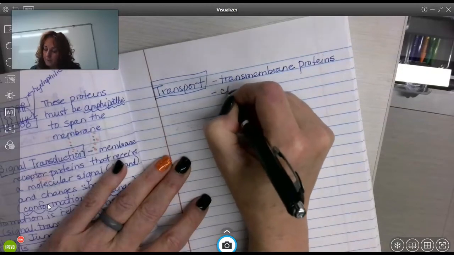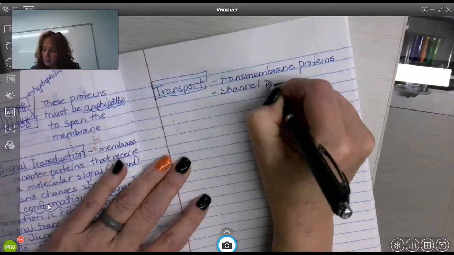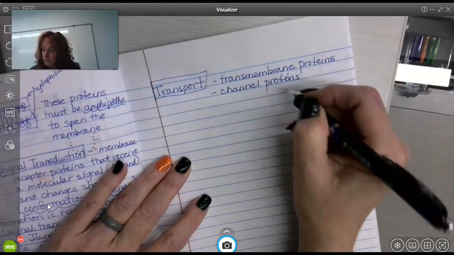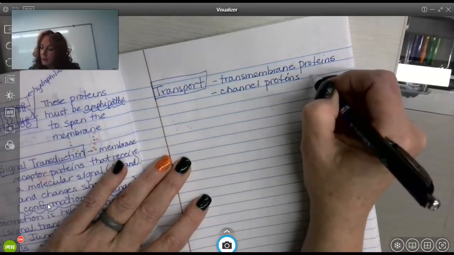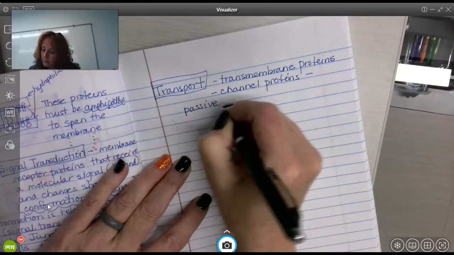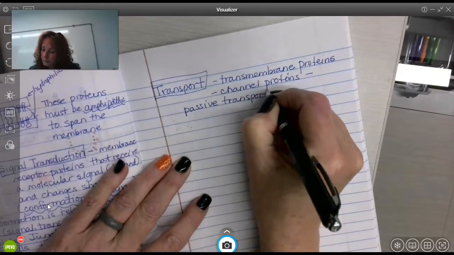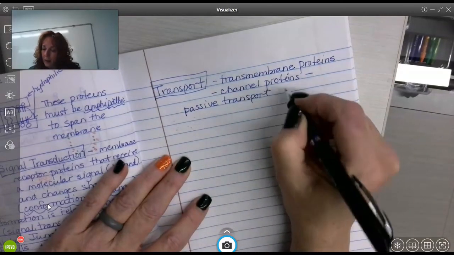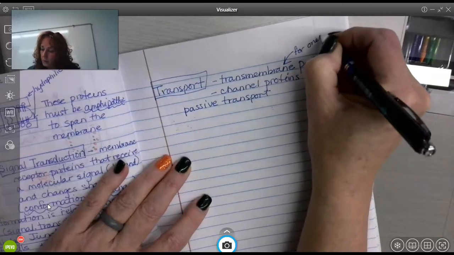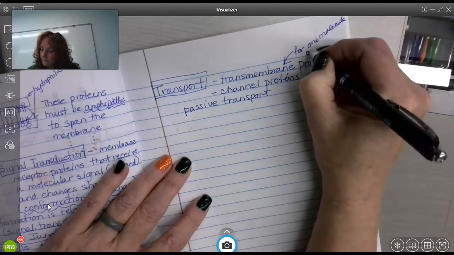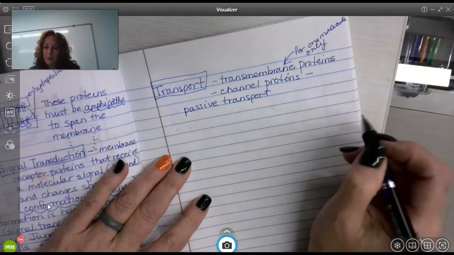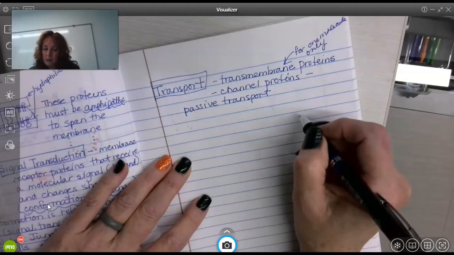So they're called channel proteins if they're passive. Channel proteins are passive transport, and they're going to allow one particular molecule. So this is kind of the most important part. It's for one molecule only. So if it's an aquaporin, it's only for water. If it's a glucose receptor kind of transport protein, then it's just for glucose.